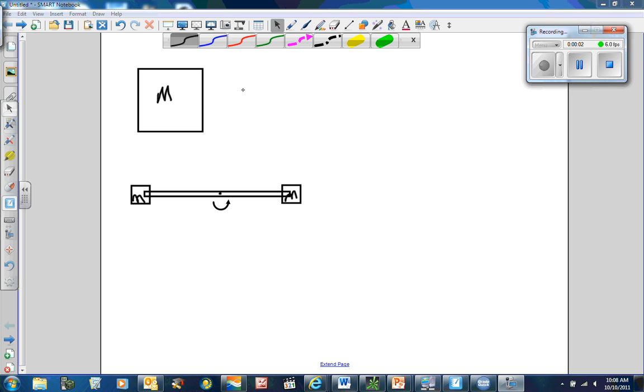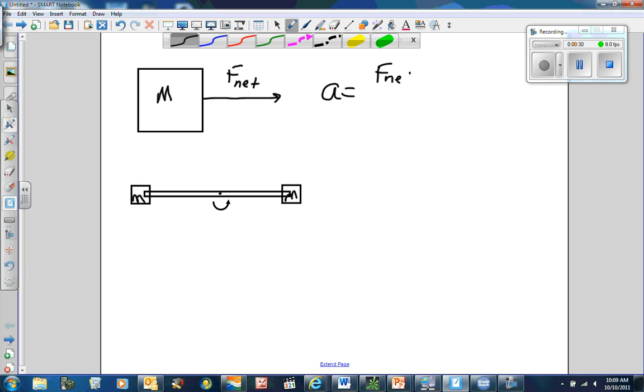Okay, let's talk about acceleration and mass, and acceleration and moment of inertia. Let's start with a linear version. If we have a mass m and there's some kind of net force on this mass, then we know the object is going to accelerate according to this function: the net force divided by the mass. Mass in kilograms and force in newtons gives me the acceleration in meters per second squared.